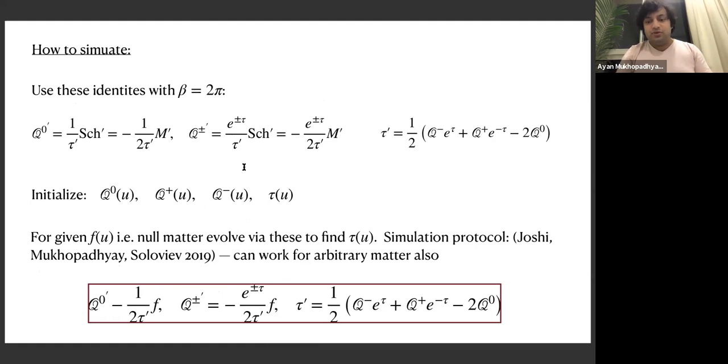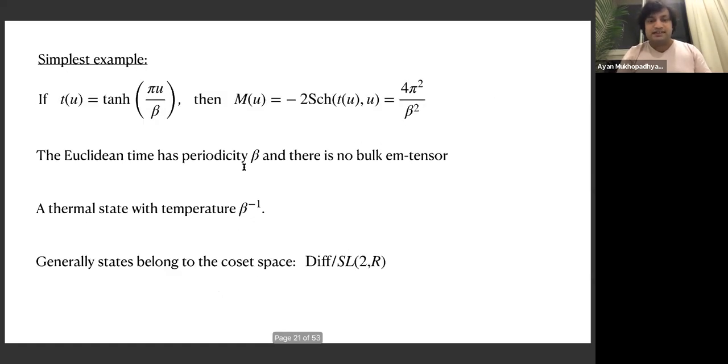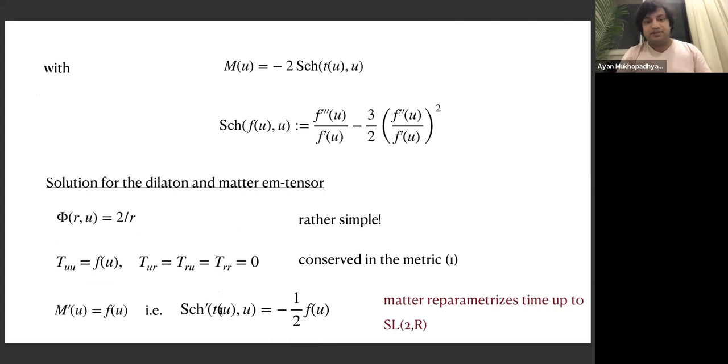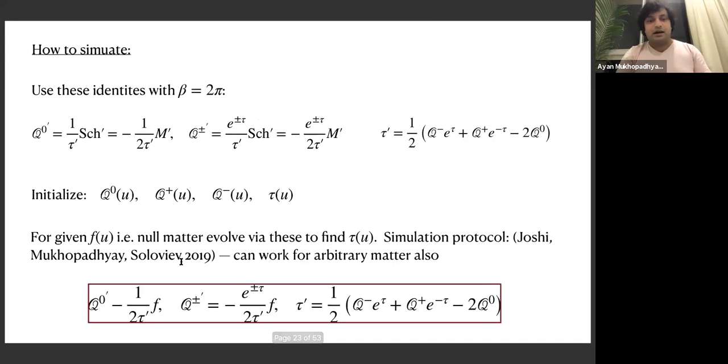Now we note that this particular equation for the Schwarzian was a 4th order equation, because the Schwarzian has 3 time derivatives and Schwarzian prime will have 4 time derivatives. But instead of talking of a 4th order equation, we can break it up into 4 first order equations. And this is exactly what we do. This is our protocol that we developed in the last paper in 2019. We simply use these 3 identities and these 4 identities, and then we initialize Q0, Q plus, Q minus, these SL2R charges, and also tau of U. Then we simply use these 4 equations to evolve them in time.